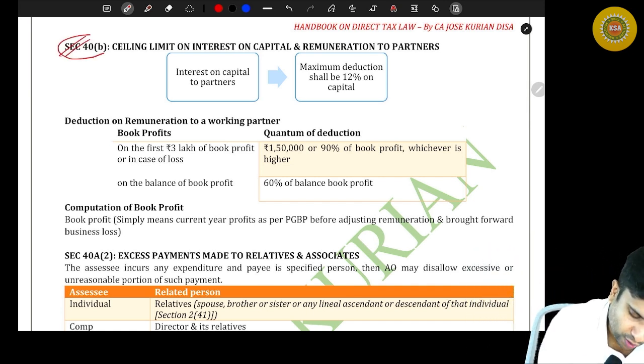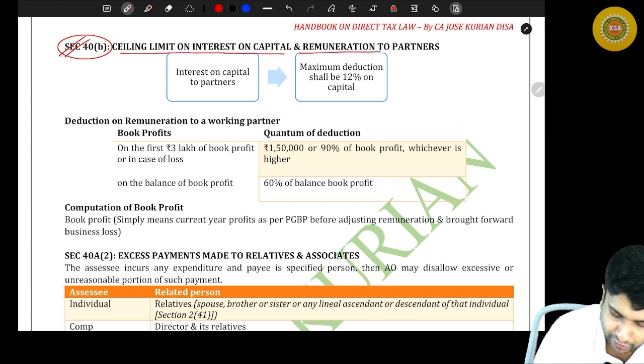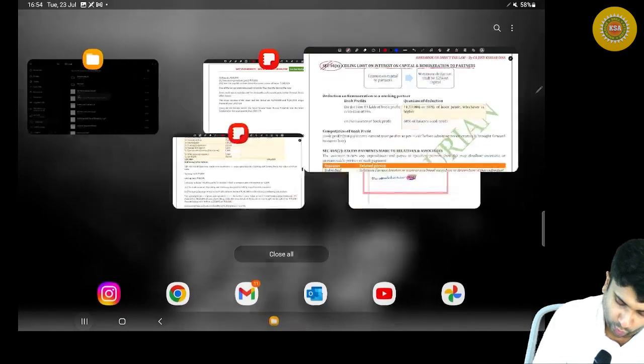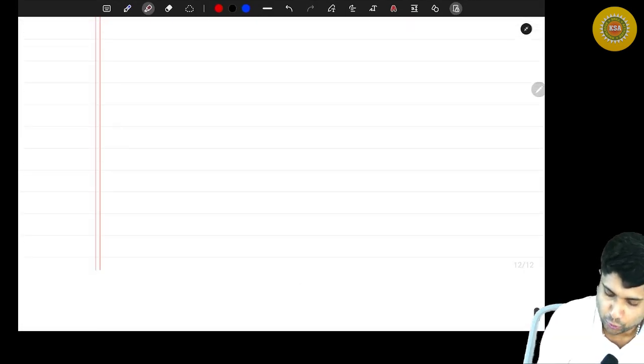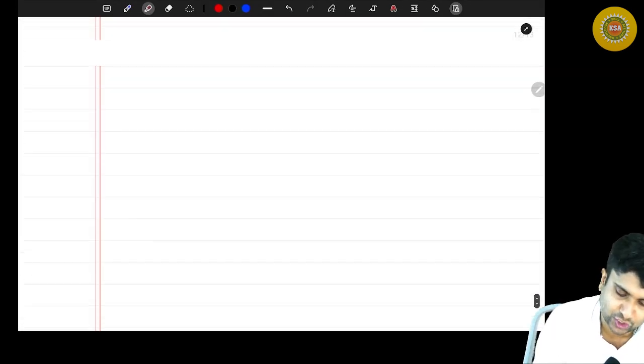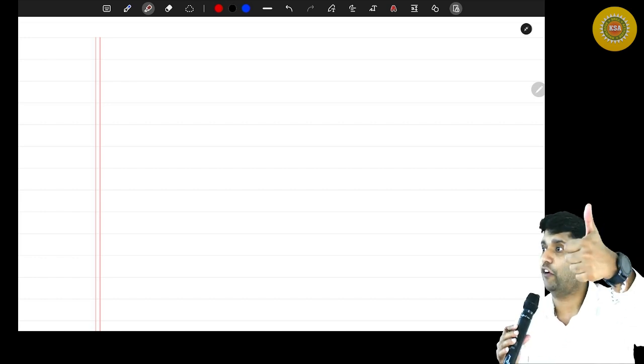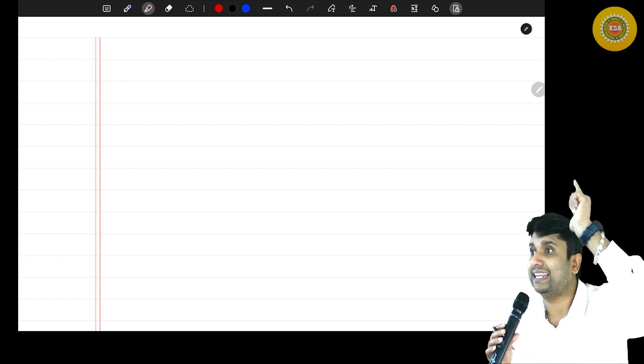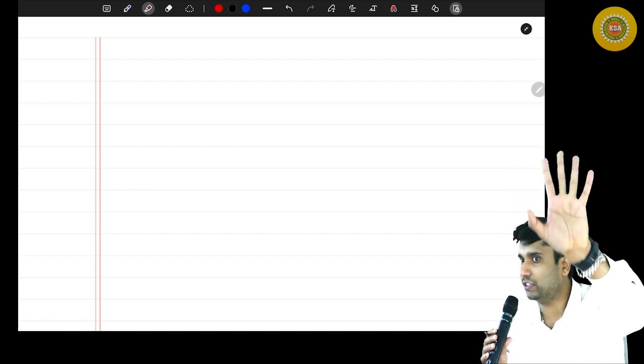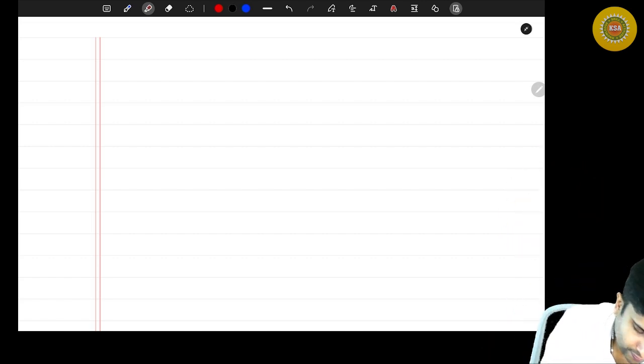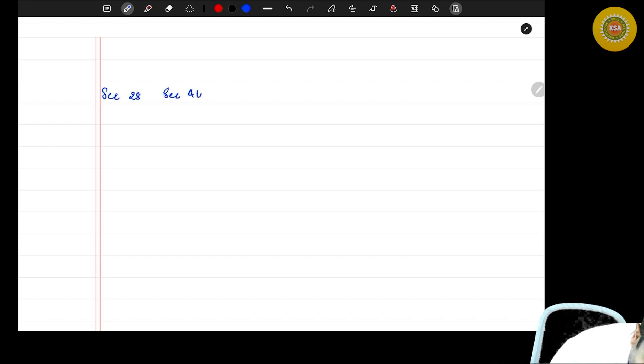Section 40B says it's a ceiling limit on interest on capital and remuneration to the partners. So I'll draw a chart over here. I want all of you to be super attentive here. This chart is a combined interpretation of Section 40B, Section 28, and Section 10(2A). Three things we are about to discuss right now. So say this chart contains Section 28, then Section 40B and Section 10(2A).